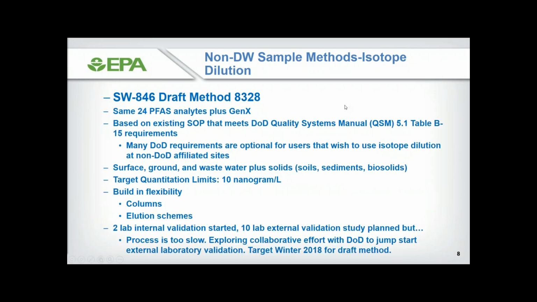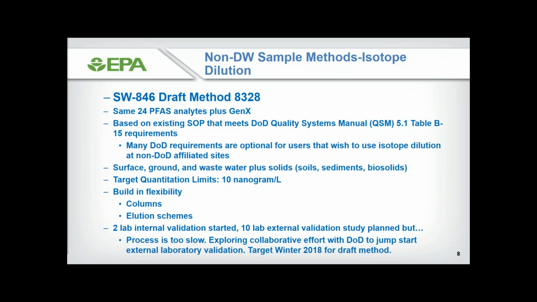Method 8328 includes the same 24 analytes as 8327, but it also adds Gen X. It is largely based on an SOP that meets the DoD Quality Systems Manual 5.1 Table B15 requirements. Many of these requirements in the draft method are optional for users that wish to use isotope dilution, but may not necessarily have to if they're at a non-DoD affiliated site. It includes surface, ground, wastewater, as well as solids, so soil, sediments, and biosolids.